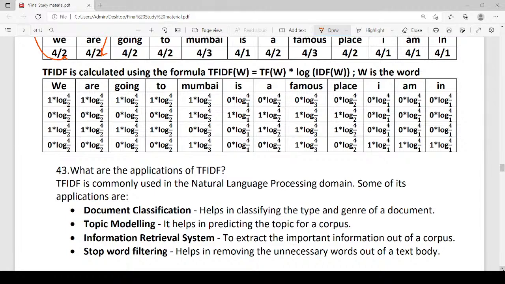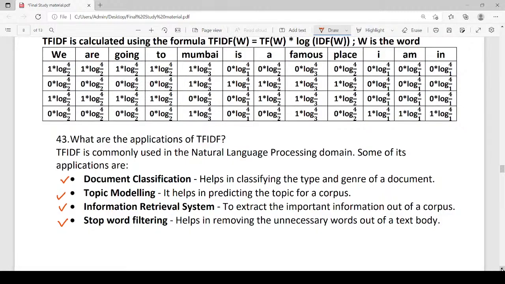So the first application is document classification, which helps in classifying the type and genre of document. The topic modeling, the second application, wherein you can predict a heading or the topic for a given corpus or collection of documents. The third one is information retrieval system wherein we are trying to extract some important information out of the corpus. And finally, the stop word filtering, which helps in removing the unnecessary words out of a text body.